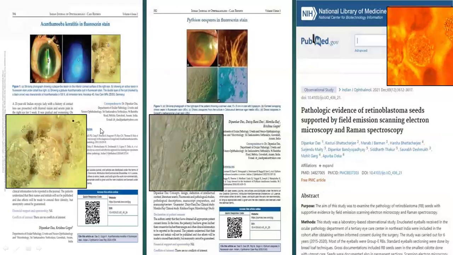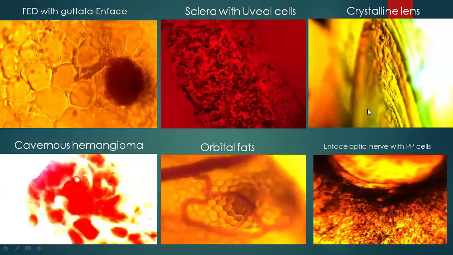See the acanthamoeba keratitis, the double wall in acanthamoeba keratitis, and Pythium. Okay, this is very important now, which is close to the fungus and can be seen. And pathological evidence of retinoblastoma I have already spoken to you about. Now we see a specimen I received from our ex-consultant.